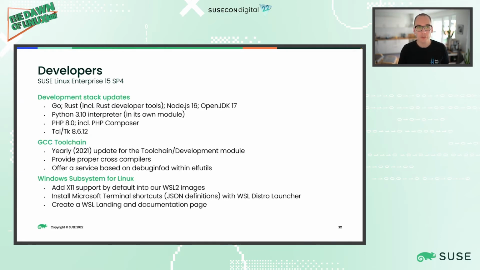On the developer side, we have updated the whole developer stack. As already mentioned, Go, Rust, Node.js 16, and OpenJDK 17 have been updated. And for Go and Rust, you will also receive further updates throughout the lifecycle of 15SP4, as we are going to do regular maintenance updates to the latest available versions of Go and Rust.